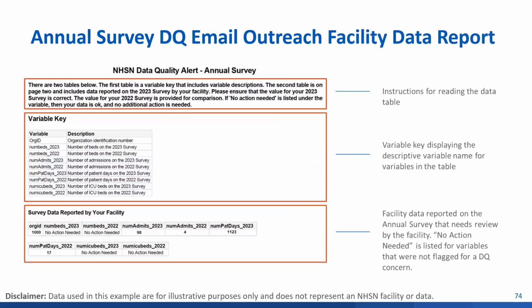Included in the outreach email is an attachment like what is shown here. The attachment includes instructions for reading the data table and a variable key showing the descriptive variable name for the variables in the table. The last part of the attachment shows the data reported on the facility survey that needs review by the facility. Any variables that are not flagged as a data quality concern are labeled as no action needed. Next slide.